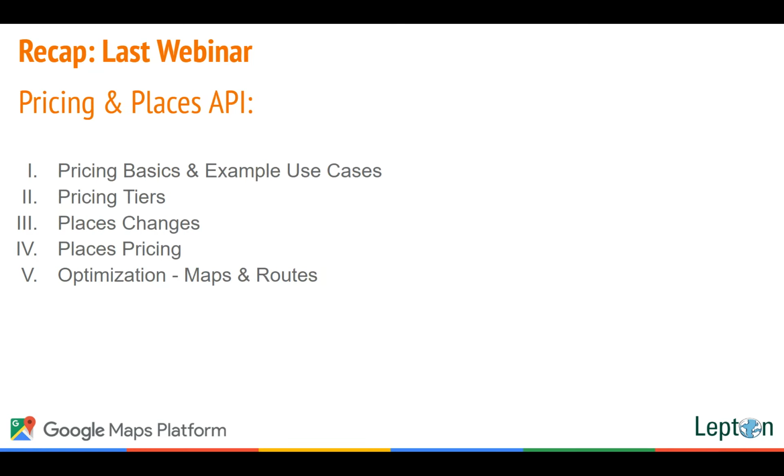In the next webinar, we talked about how will you be charged, what are the tiers, what are the changes which has happened in terms of pricing. In the Places API, there are certain changes which has happened. We've covered that. We've talked about Places pricing as well. We talked about how you can optimize your maps and routes API.